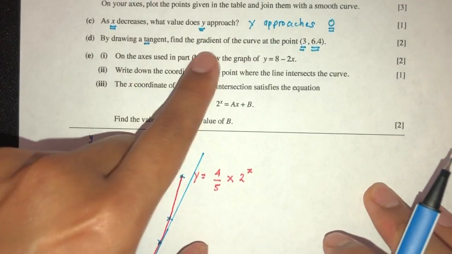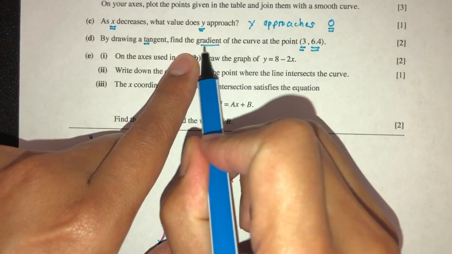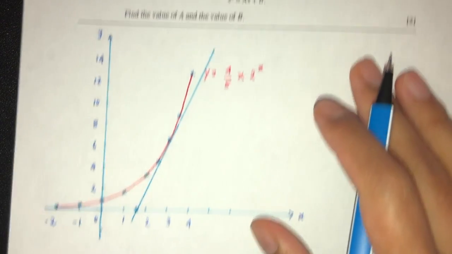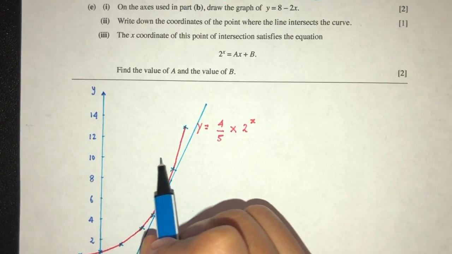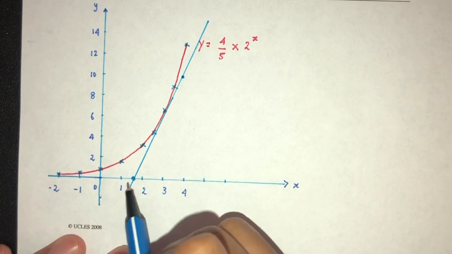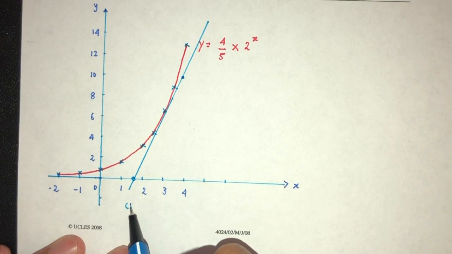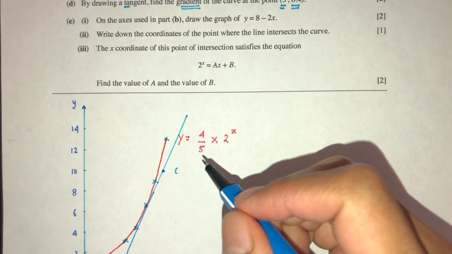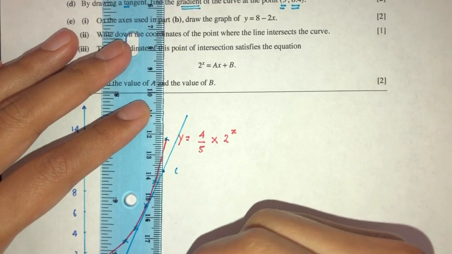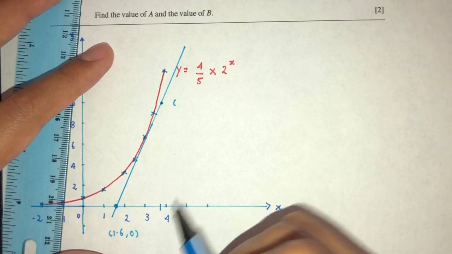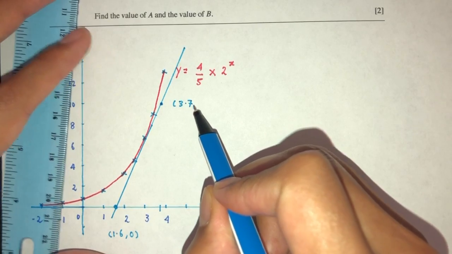Then we have to find the gradient. To find the gradient, we have to find 2 points on the line. So I can see one point will be here, and the other point could be, let's say, this one. Of course mine will not be very accurate, but you get the idea of how we should do this. So this one should be approximately 1.6 and 0, and this one, I'll give this a 3.7 approximately, and this is 10.